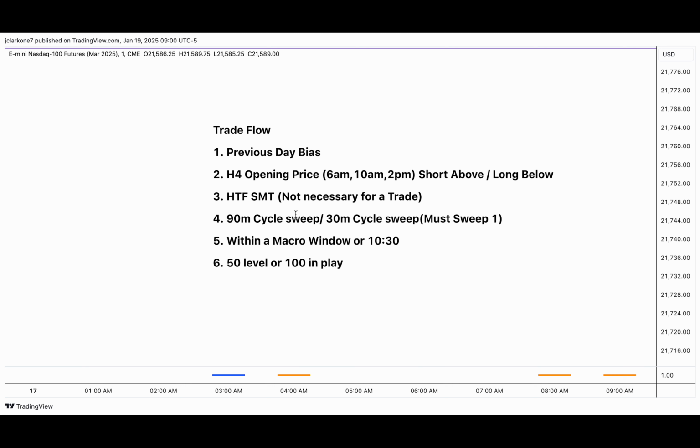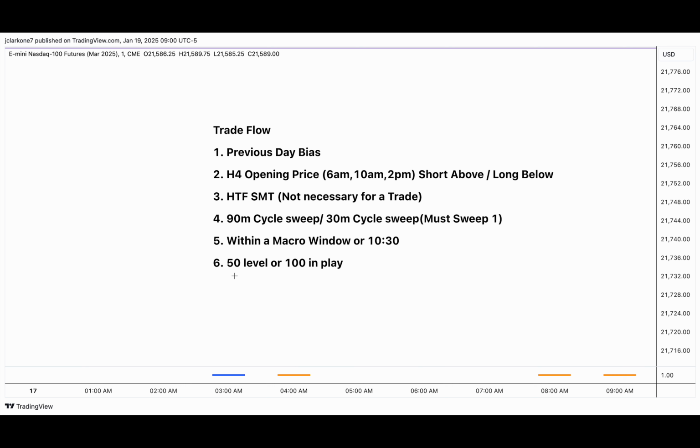Number 4, this is a must. A 90-minute cycle sweep or a 30-minute cycle sweep. We have to have one of those two things occur before I'm going to get into a trade, within a macro window or at 10:30. 10:30 is a good time for reversal, as well as 11:30, because that's the end of the day for the European market. 10:30 is a good reversal point just for the U.S. equities. You see that a lot in stocks, but primarily you want to stick to the macro windows.